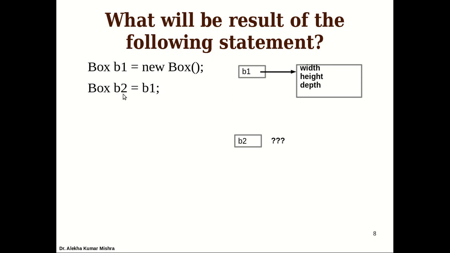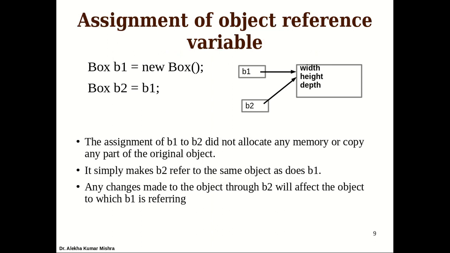Now when we do b2 equal to b1, what happens? Can you guess? Is it that memory is created for b2 and all the data are copied to b2's memory? Actually it is not. You can see that the assignment of b1 to b2 did not allocate any memory or copy any part of the original object. Remember that. First of all, no object is created for b2 because new is not used.